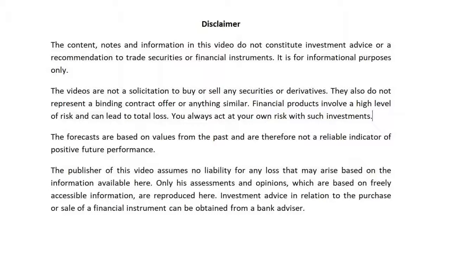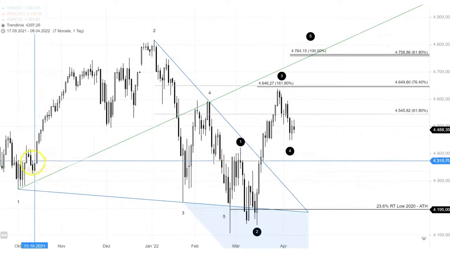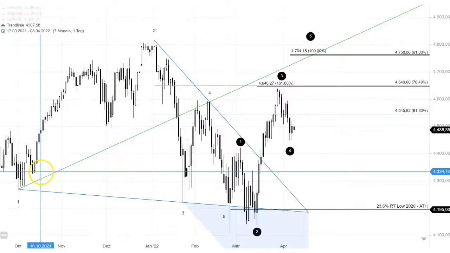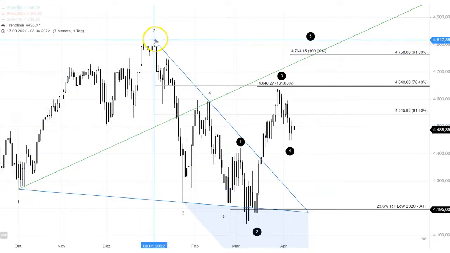Hey guys, let's have a look at the S&P 500 this time. I got two charts for you, a 4-hour chart and a daily, and we hop into that daily right away here. So each candle represents one whole trading day, and to give you an orientation on that time frame, that is the 1st of October when that last rally started, all the way up to that all-time high on the 4th of January to 4817.